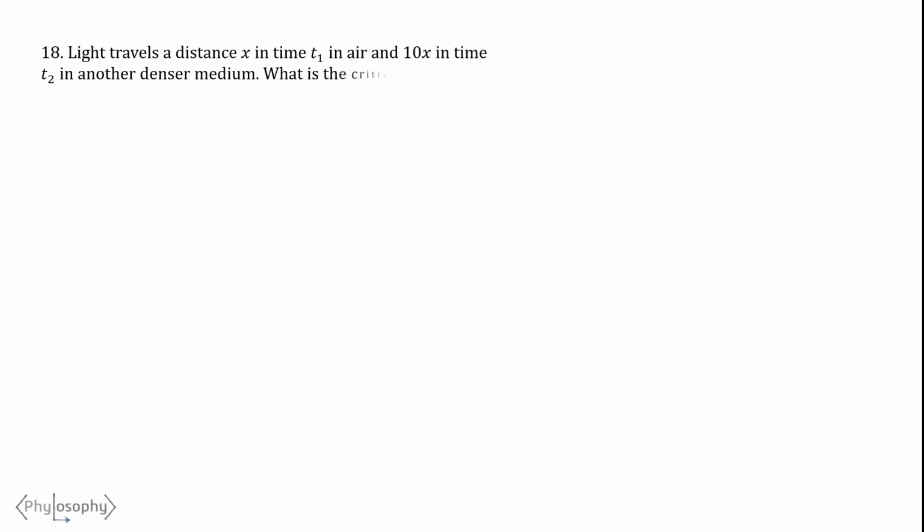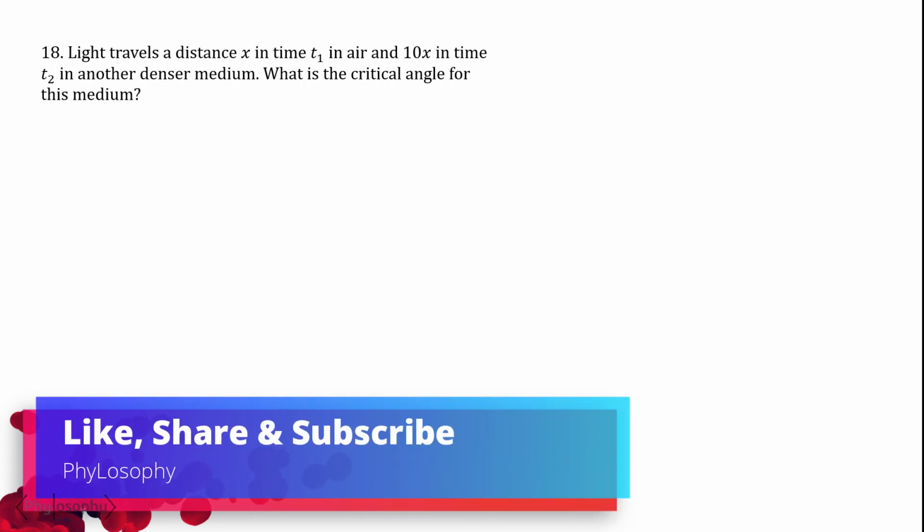So our first problem is: light travels a distance x in time t1 in air and 10x in time t2 in another denser medium. What is the critical angle for this medium? And these are the four options.